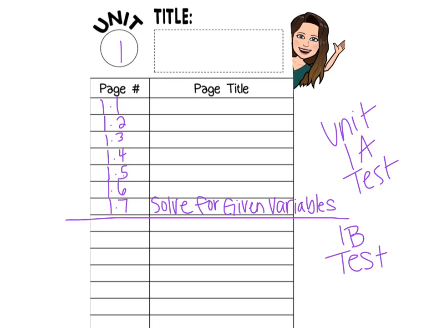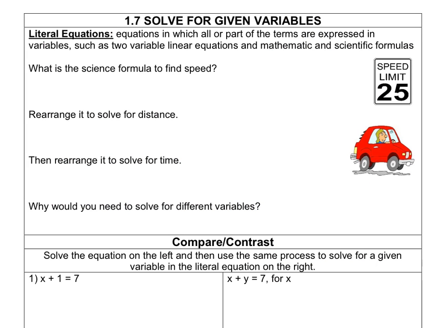Okay, go ahead and go to your notes. We have been solving equations a lot during this unit, but now we're actually going to solve for given variables. Whenever we do this, it's called a literal equation, which is an equation in which all or part of the terms are expressed in variables, such as two-variable linear equations in mathematical and scientific formulas. So science, especially physics, has a lot of math formulas in it, okay?